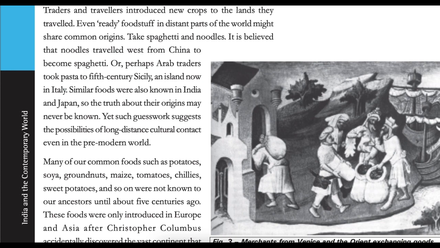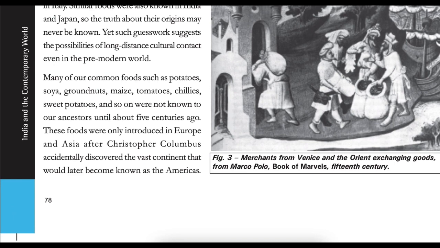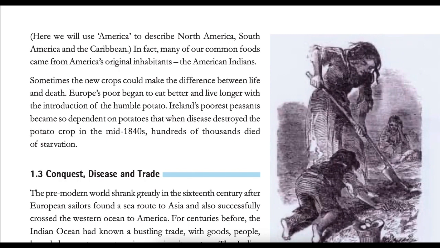Many of our common foods such as potatoes, soya, groundnuts, maize, tomatoes, chilies, sweet potatoes and so on were not known to our ancestors until about 5 centuries ago. These foods were only introduced in Europe and Asia after Christopher Columbus accidentally discovered the vast continent that would later become known as the Americas. Here we will use America to describe North America, South America, and the Caribbean. In fact, many of our common foods came from America's original inhabitants, the American Indians.